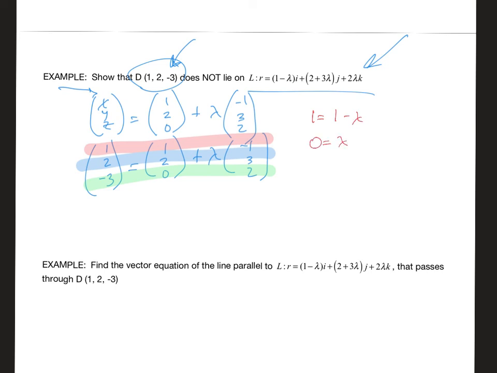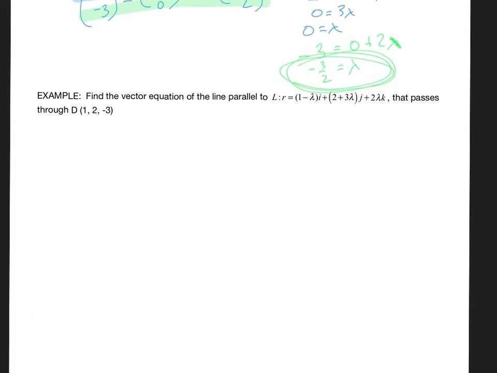The second one down in blue: 2 equals 2 plus 3 lambda, 3 lambda equals 0, lambda equals 0. This is looking good. And then the last one in green: -3 is equal to 0 plus 2 lambda, but for this one lambda is equal to -3/2. So because I don't get the same lambda all three times, it does not lie on the line. So I have shown it because of this.